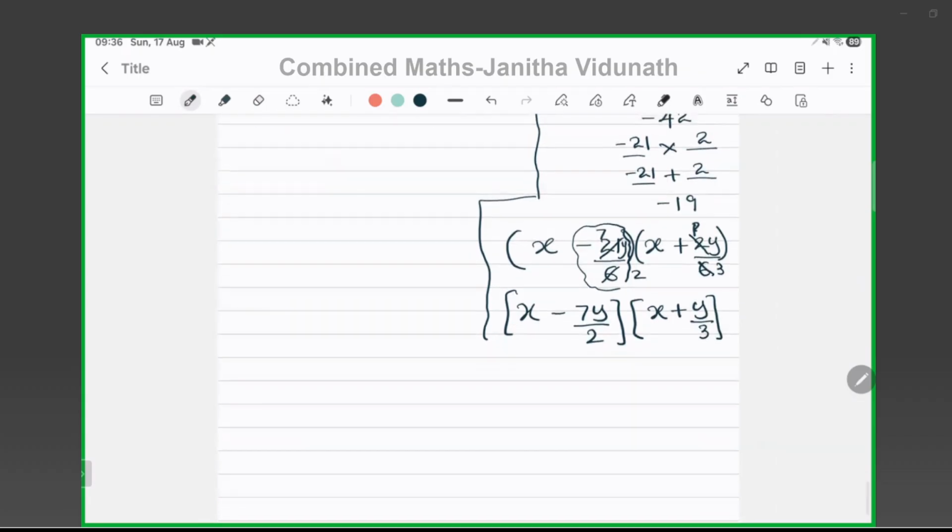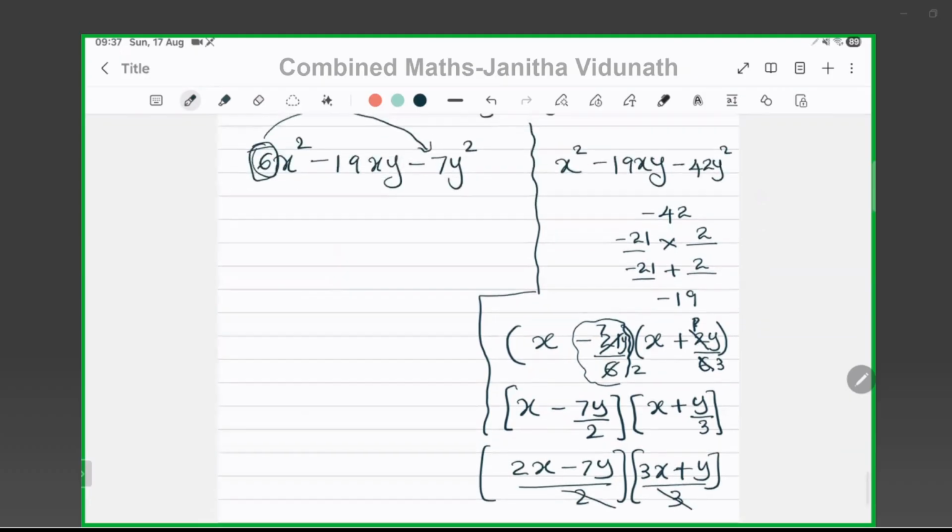Then we need to use the common denominator 3. Then here we get 2x minus 7y over 2 and 3x plus y over 3. Then we can simply cancel out these two terms. Then here we get our factors as 2x minus 7y times 3x plus y.